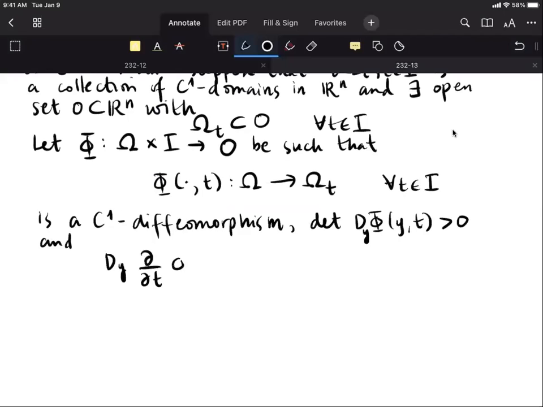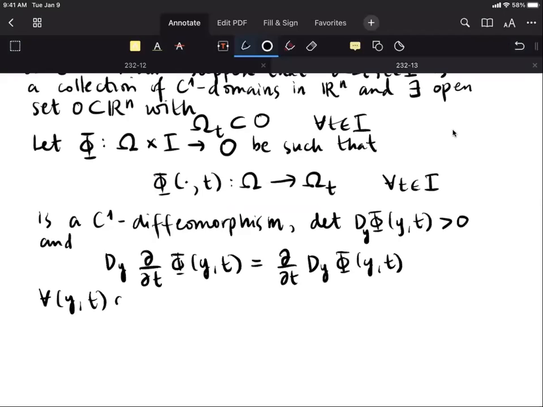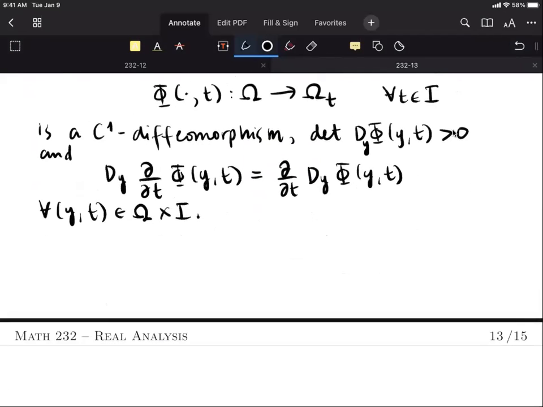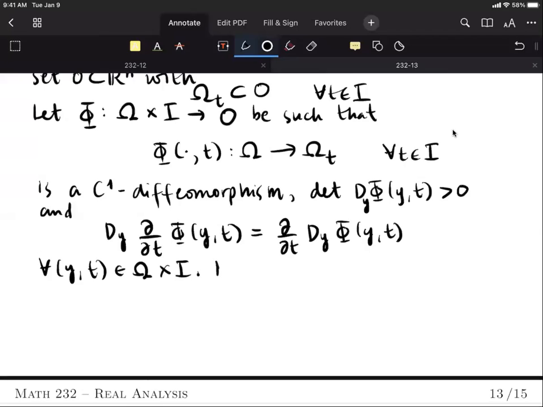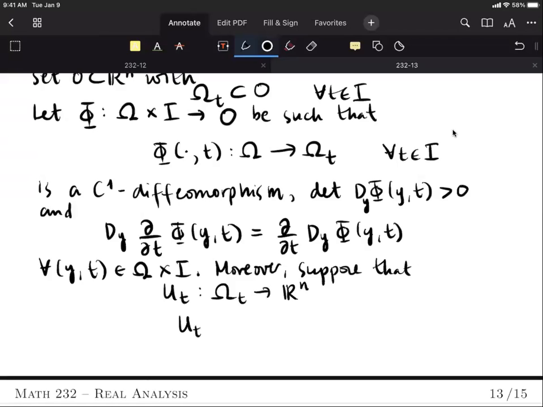Next, we can interchange the differentiation, so with respect to time and with respect to the space, for all pairs (y, t) in omega cross I. And finally, moreover, suppose that we have this function u_t from omega t to R^n given as follows.